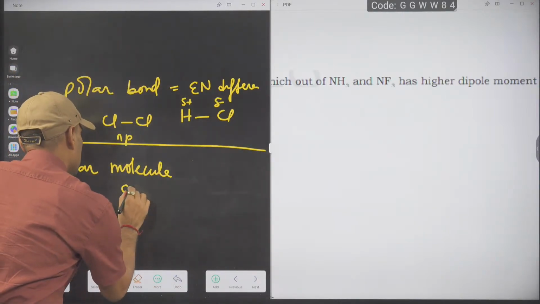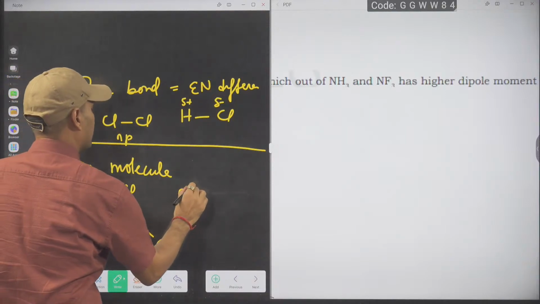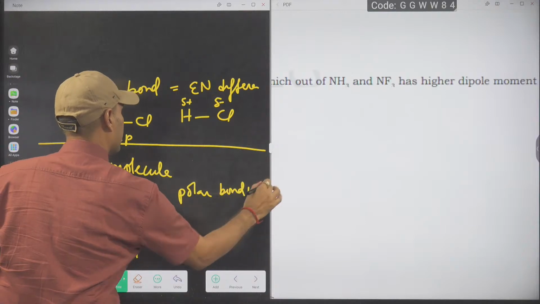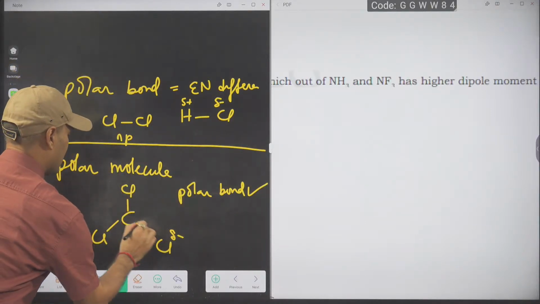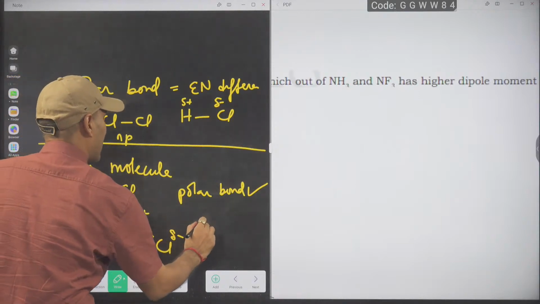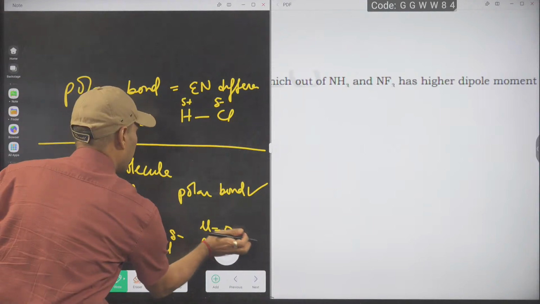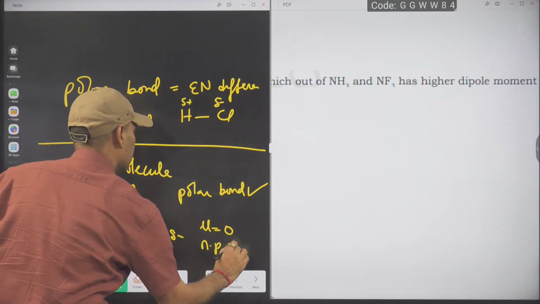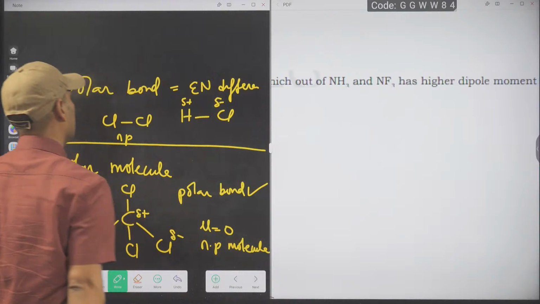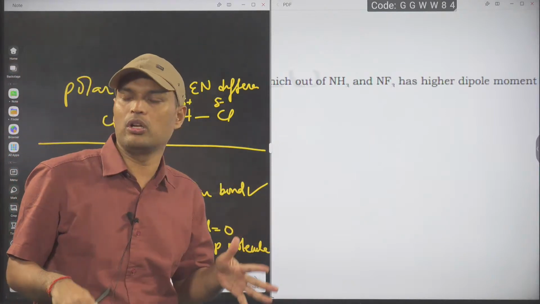Like I will give you CCl4 for example. Polar bonds are there or not? Yes. Delta minus, delta plus, polar bonds are there. But overall shape is tetrahedral. Mu is equal to 0. The molecule is a non-polar molecule. Look, try to digest this. Polar bond is different. Polar molecule is different. Polar molecule means overall.